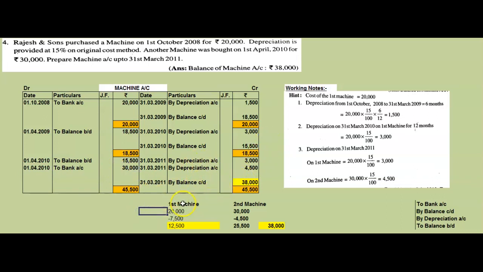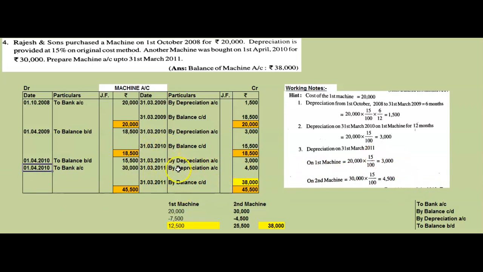To make you understand what I have done, I have written two entries of depreciation. One is 3,000, which belongs to the first machine, and 4,500 belongs to the second machine. In these working notes I have shown depreciation up to 31st March 2011. On the first machine, the cost of the asset is 20,000, so 20,000 into 15 by 100 gives 3,000. On the second machine, 30,000 into 15 by 100 is also for 12 months, because from the beginning itself we are owning the asset. So depreciation is 4,500. So here we can write two entries.